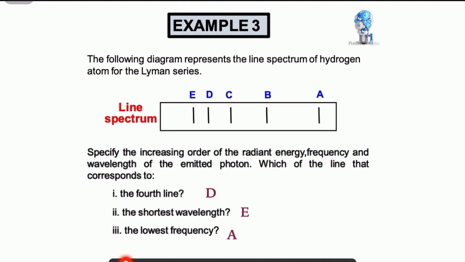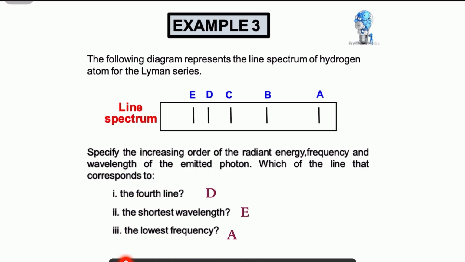Let's see the example. The following diagram represents the line spectrum of the hydrogen atom for the Lyman series. It states that it is the Lyman series, which shows that the electron drops to n equal to 1. This is the line spectrum, labeled A, B, C, D, and E. Specify the increasing order of the radiant energy, frequency, and wavelength of the emitted photon. Which line corresponds to the first line?